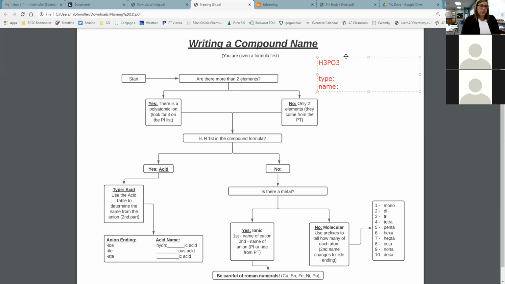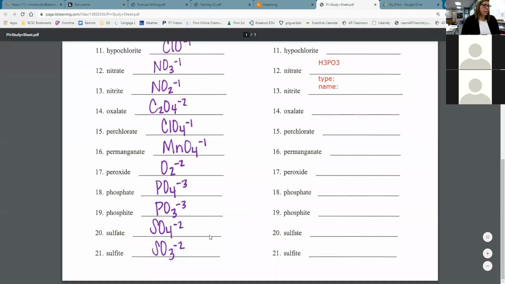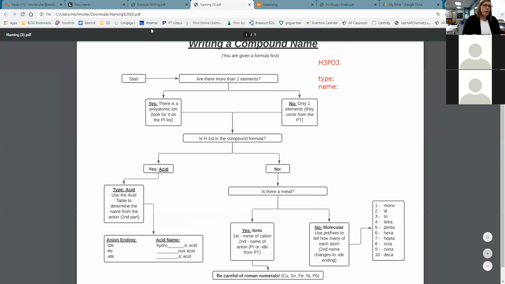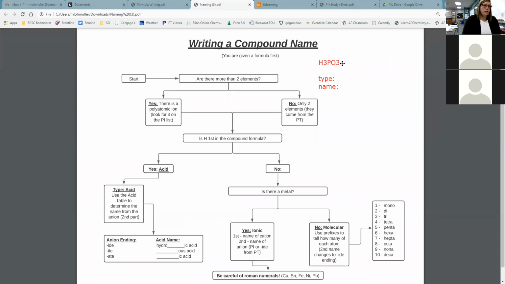Okay, back to this, sorry. We're gonna look for the polyatomic ion name because we've got 3 elements, okay? So looking for the PO3, and that is number 19, phosphite, PO3 -3. We may or may not use phosphite, but I'm going to write it down just so that I remember what to do. Okay, good.